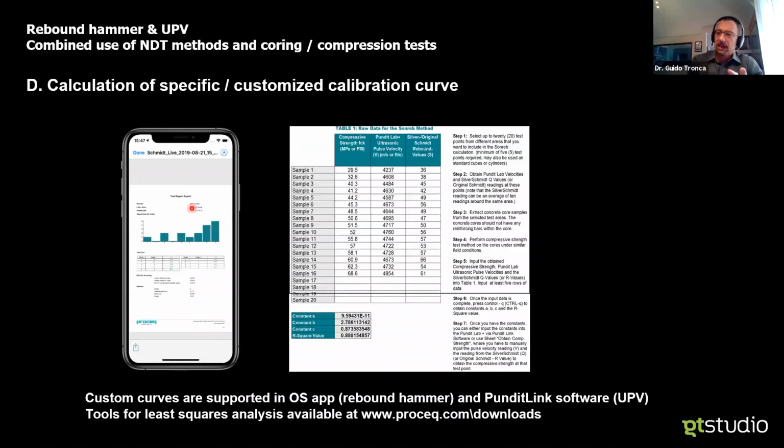So once I have a calibrated curve, I can go straight on site with my Pundit or my rebound hammer and provide an immediate answer in terms of strength.